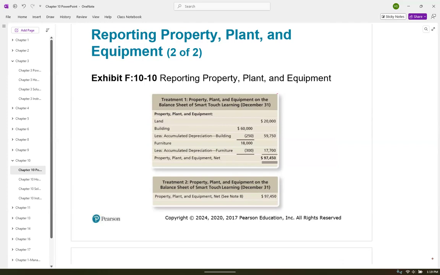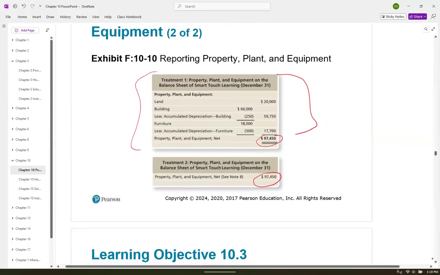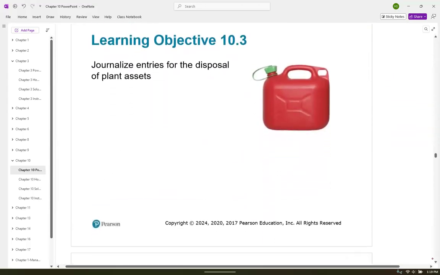Okay. So this might be the note, and notice that number right there. This number might go to the financial statements, and that's all you see. And then this detail would be in the notes to the financial statements. All right, that was a long video, I know. So we are done with Learning Objective 10.2, and we are moving on in the next video to Learning Objective 10.3.